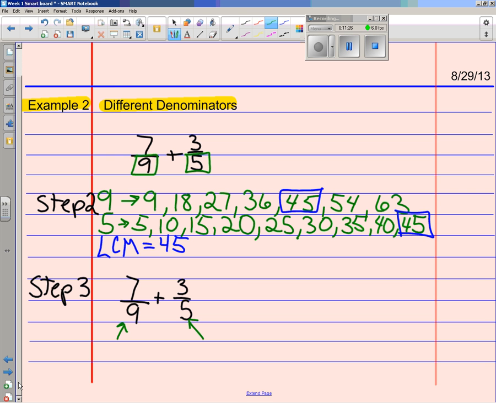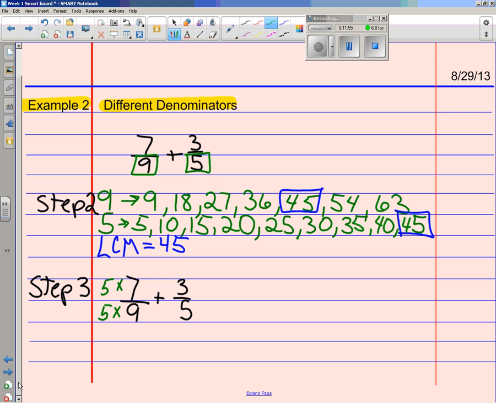This just requires that you know your basic math facts. To get from 9 to 45, I know, because I've been doing math forever, that you have to multiply by 5. Now here's the trick that you cannot forget when you're doing fractions. Whatever you do to the bottom of the fraction, you have to do the same thing to the top. Okay, so that's how you start step 3.